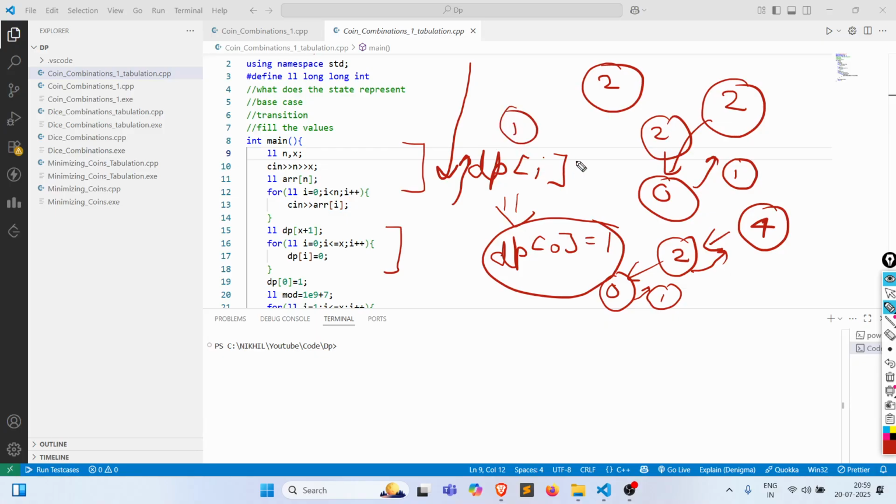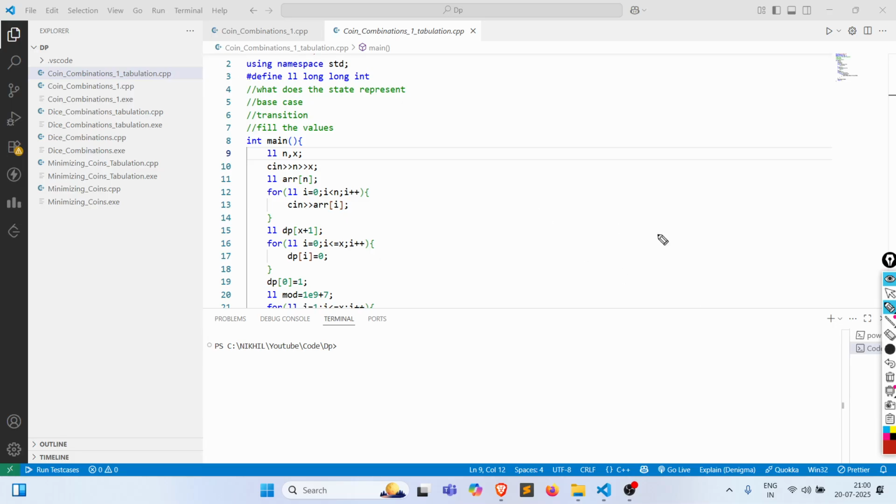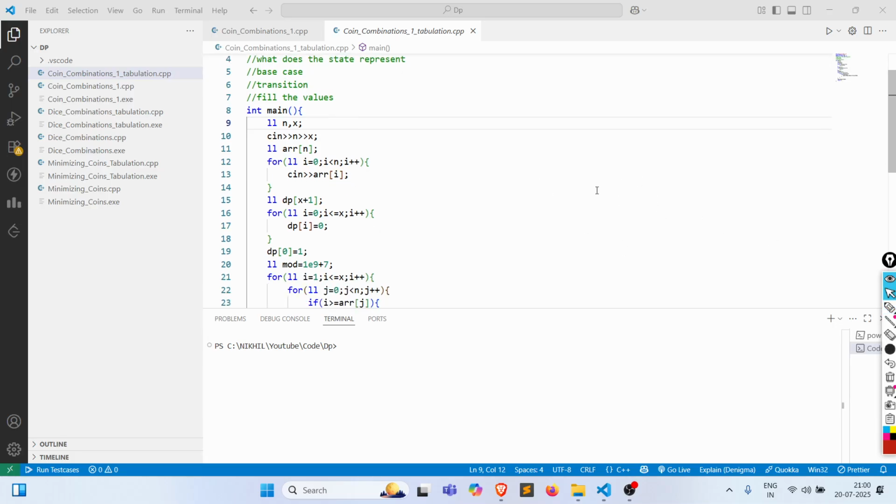People think that recursion and tabulation are two different things, but we have done the same thing in the recursion as well. So try to have the analogy between recursion and tabulation as well. They are not two different things. Also, let's see what we have done next.